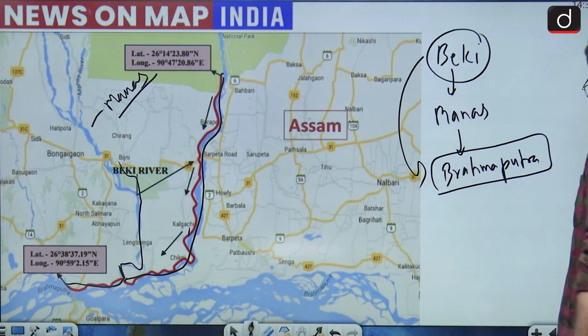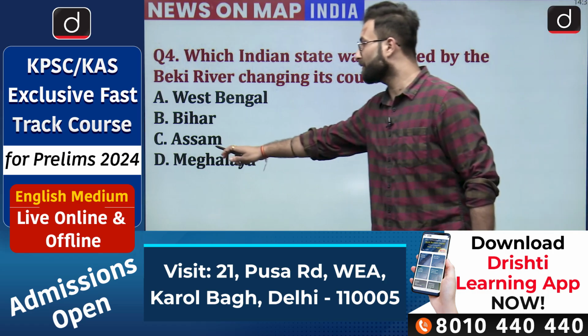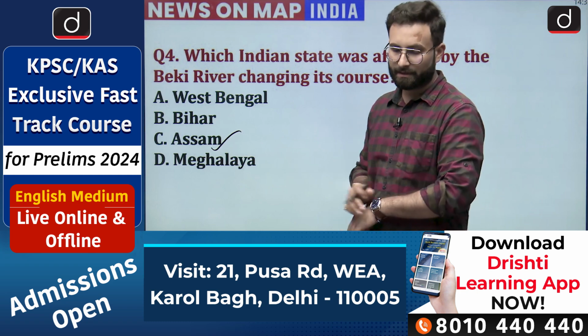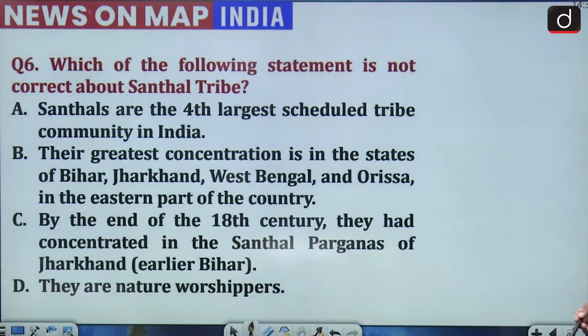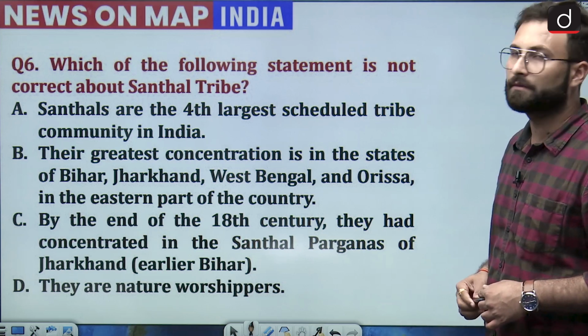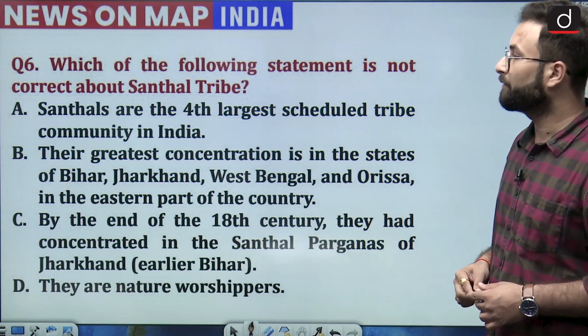Now coming back to the question, here we are sure that option C is our answer, that is Assam. The Beki river and the floods were related to Assam recently. Now moving further, question number 6. Which of the following statements is not correct about the Santhal tribe? Four statements are given, four options are given.